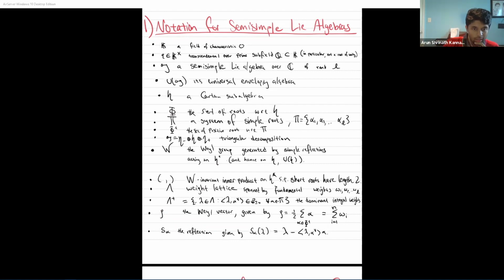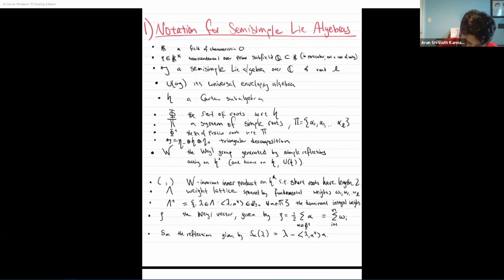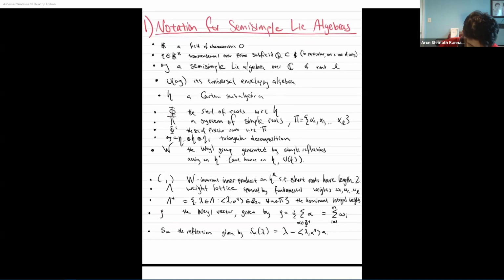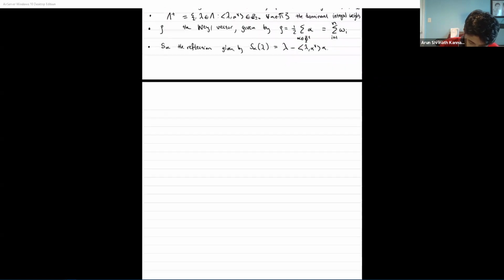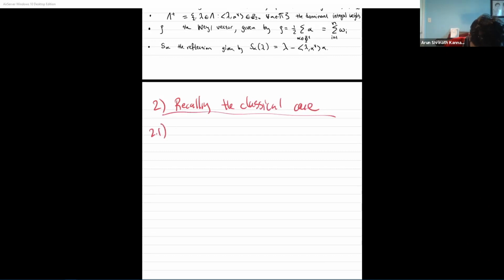Okay, so that's just recalling some notation. So now let's just briefly recall what happens in the classical case. This is the second section here. And to start, I'm going to define the Harish-Chandra homomorphism.